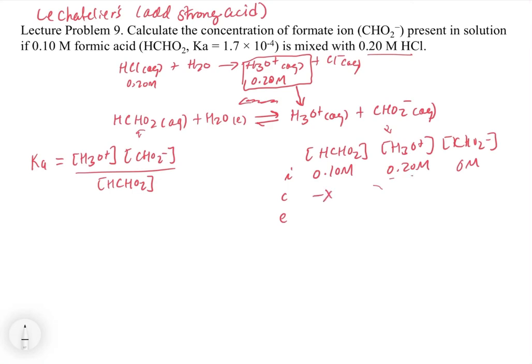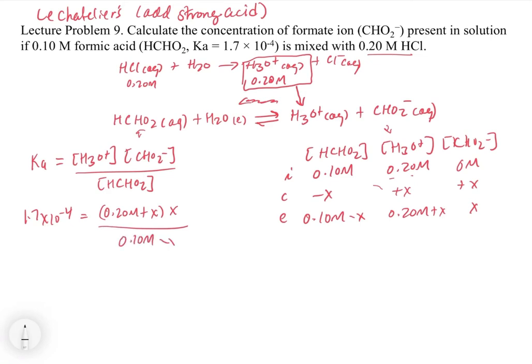Under these conditions, the formic acid is going to break up a little bit. So we're going to lose a little bit of the formic acid, and we're going to gain a little bit of H3O plus, and a little bit of the formate anion. So we're going to get 0.10 molar minus X, 0.20 molar plus X, and X. And so we can bring that over and plug that into our Ka expression. We have 1.7 times 10 to the minus 4 is equal to the concentration of H3O plus, which is 0.20 molar plus X, times X divided by 0.10 molar minus X.